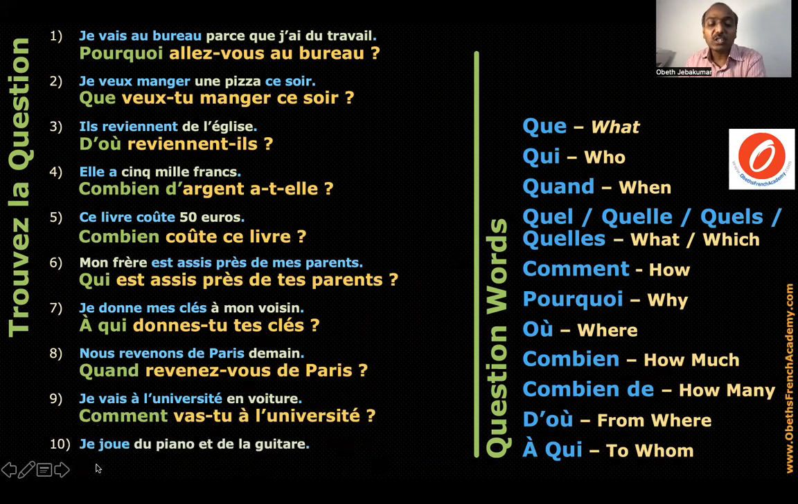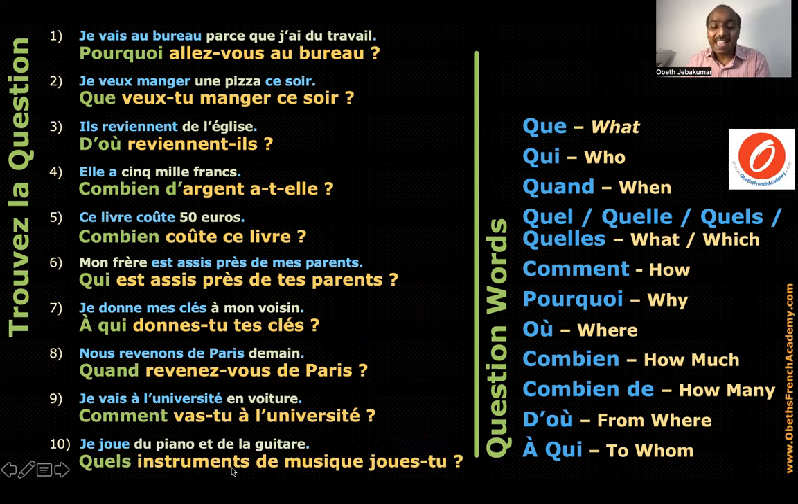Number 10. Je joue du piano et de la guitare. I play piano and guitar. So I play what? Piano and guitar. So your question will be, quels instruments de musique joues-tu? What music instruments do you play? So you're talking about music instruments, piano et de la guitare. So you're saying, quels instruments de musique joues-tu? Which music or what music instruments do you play?